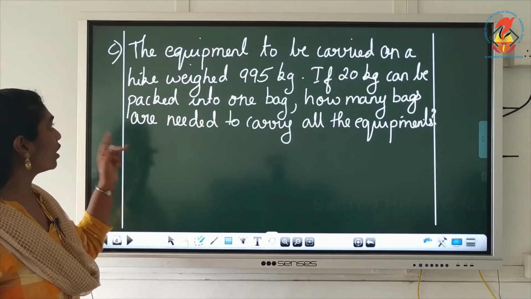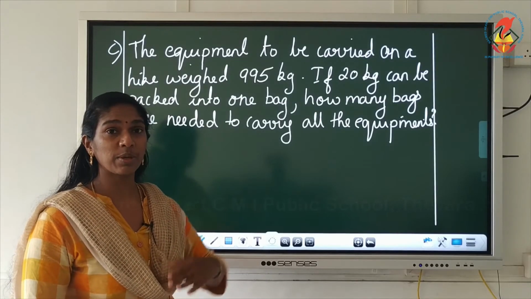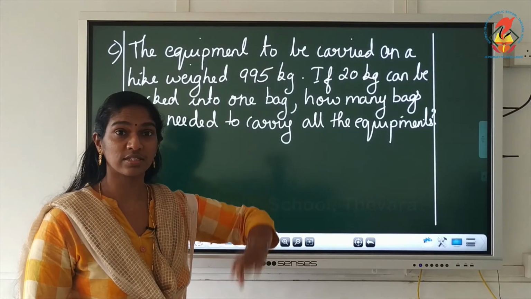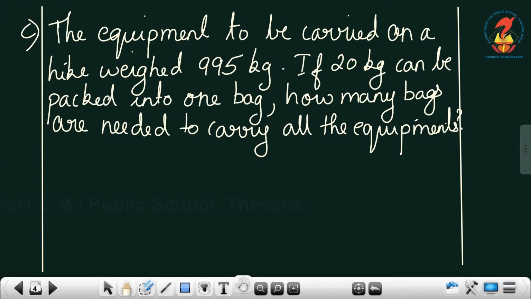Okay. Now coming to the next question. The equipment to be carried on a hike. What is a hike, children? Hiking. People who go climb the mountains, isn't it? Equipment to be carried on a hike weighs 995 kilogram. The equipment which they wanted to carry while climbing the mountains. What was the weight of it? The total weight was 995 kilogram.